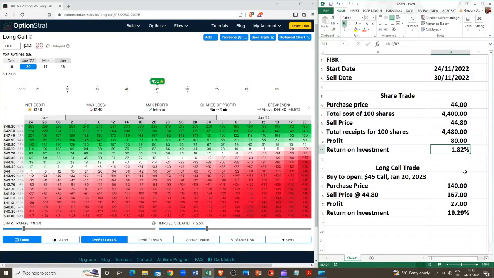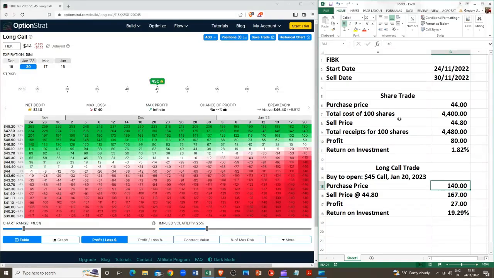This would mean that you made a 1.82% profit on such a trade. Let's look at what the long call option for such a scenario would be. Again, ticker symbol FIBK is trading at $44, but you decide to buy the $45 call that will expire on the 20th of January 2023. For buying that call contract, you will pay $140, and that is the maximum amount you will lose on this trade.